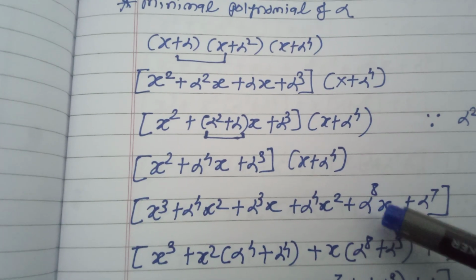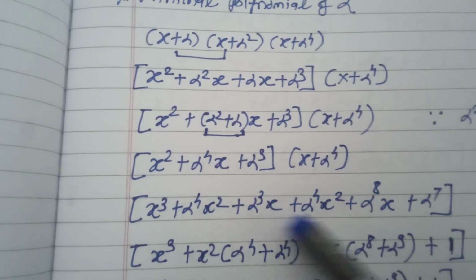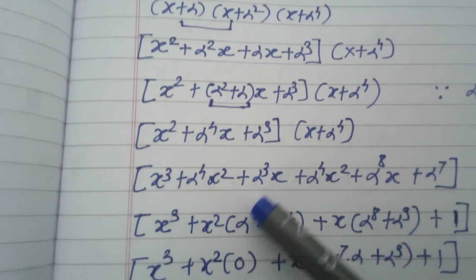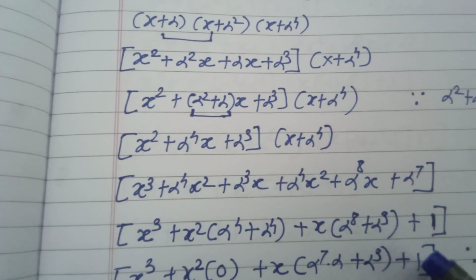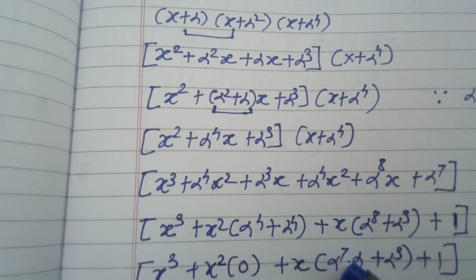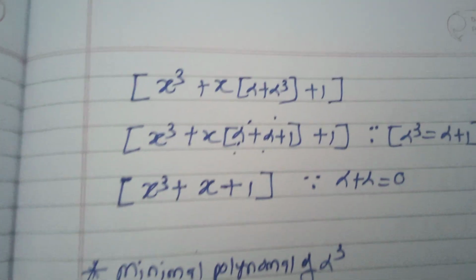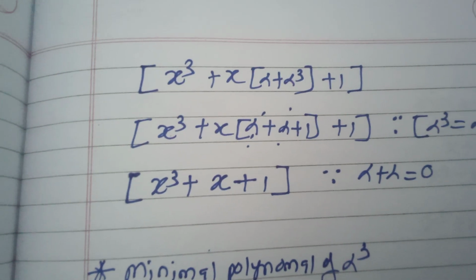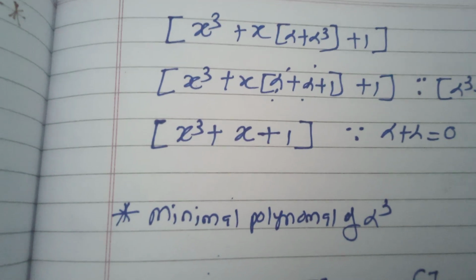Then x cube, then x square common, common terms are alpha raised to 4 and alpha raised to 4. Then x common terms are alpha raised to 8 and alpha cube. Then alpha raised to 4 gets cancelled out. Then x, alpha raised to 8 is alpha raised to 7 into alpha, plus alpha cube plus 1. Alpha raised to 7 is equal to 1. So that will be x cube plus x into alpha plus alpha cube plus 1. Now alpha cube is alpha plus 1, so alpha gets cancelled out, so you will get x cube plus x plus 1. So this is the minimal polynomial you are getting with the roots alpha square, alpha raised to 4.